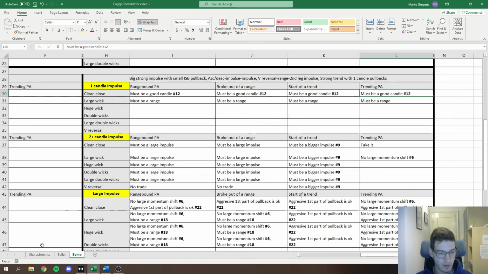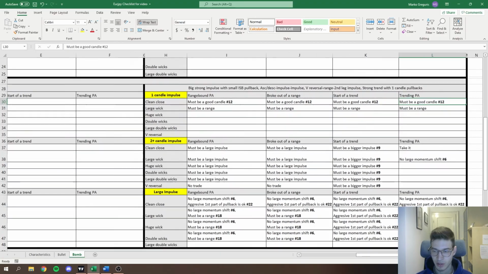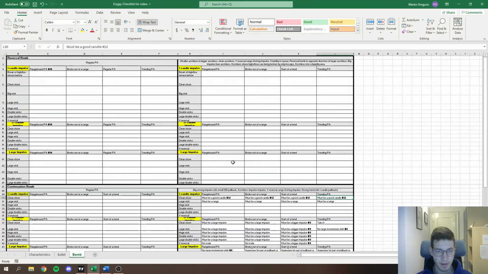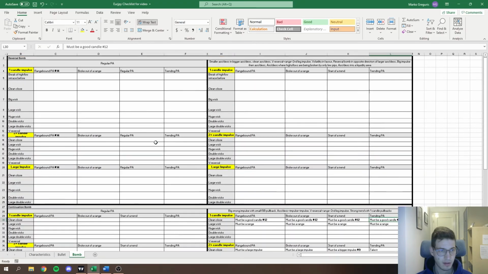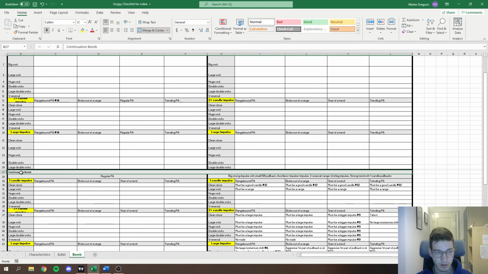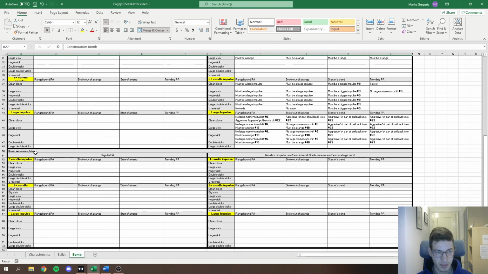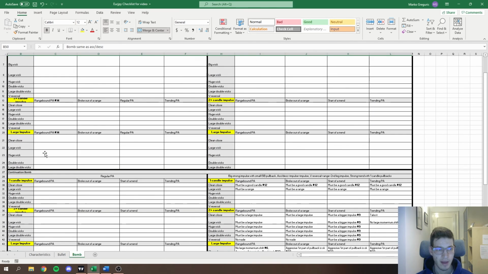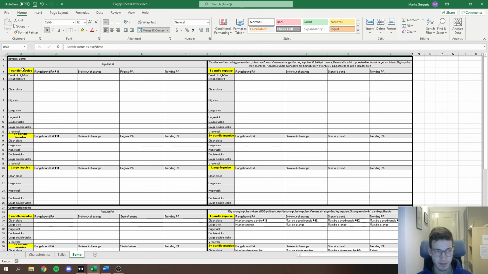But yeah, so let me just go over the overall structure once again. Just to repeat, I have 3 sheets. The first one is characteristics, the second one is the first entry type, the bullet entries, and the last one is the bomb entry type or a flag. Then I have it divided into 3 parts: first is the reversal bomb, continuation bomb, bomb same as ascending, descending. And then I have the same template for all of them.